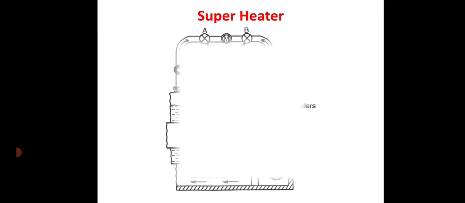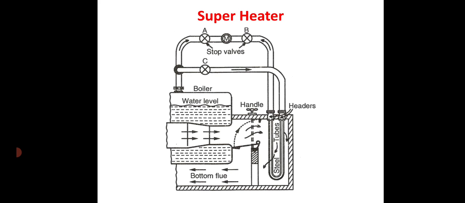The next boiler accessory is the superheater. This is the diagram of the superheater. The purpose of a superheater is to increase the temperature of saturated steam without raising its pressure. It is placed in the path of hot flue gases from the furnace. The heat given up by these flue gases is used in the superheating of steam. A commonly used superheater with a Lancashire boiler is as shown in the figure.